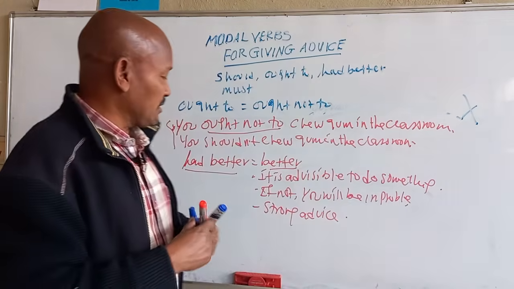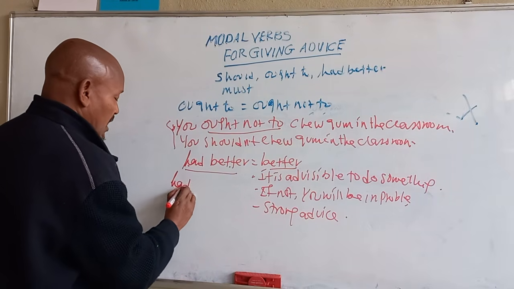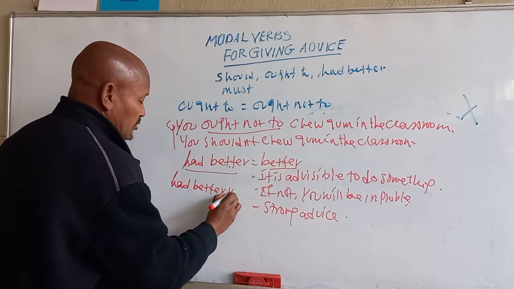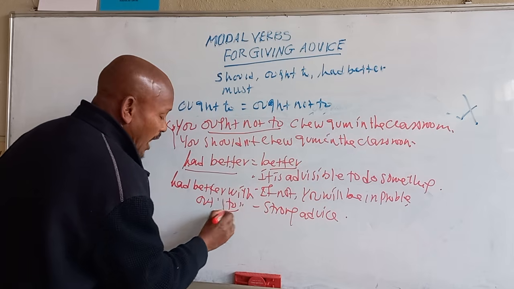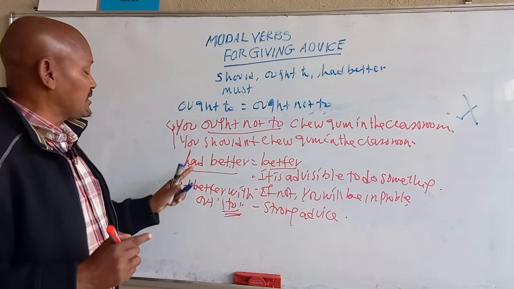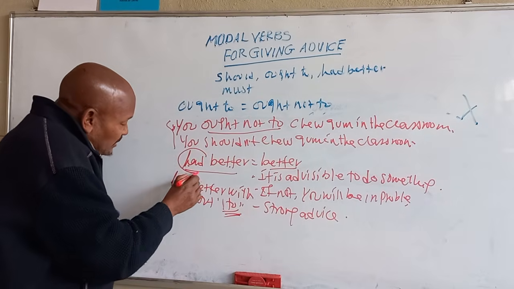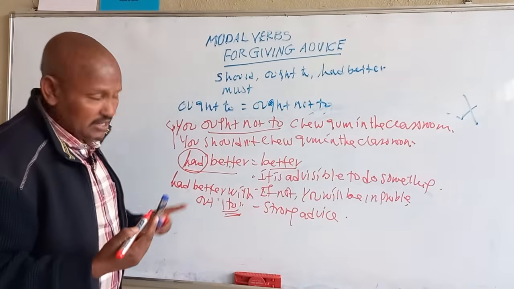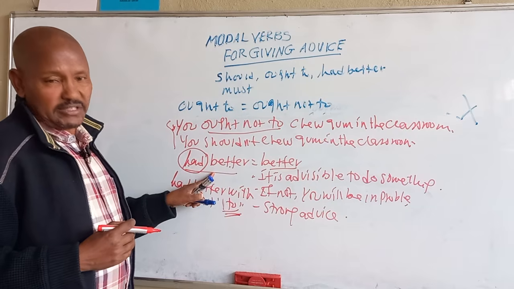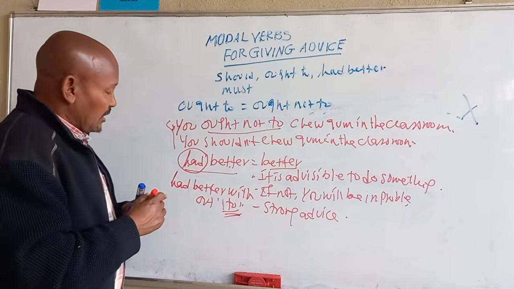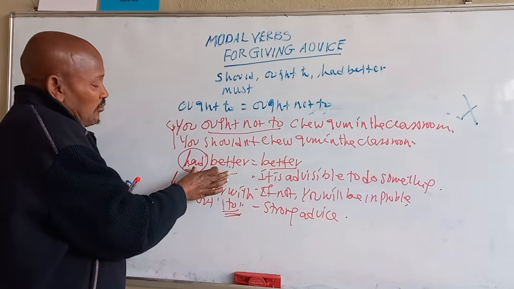All right? Had better. But the structure of had better is without "to." Without "to" means no need to use an infinitive "to" when making a sentence giving advice whenever you use had better. Second, "had" by itself doesn't mean past tense, but had better is used for present and future advice. This is the first and most important use of had better.